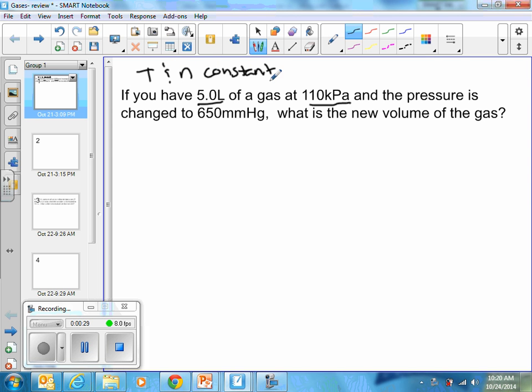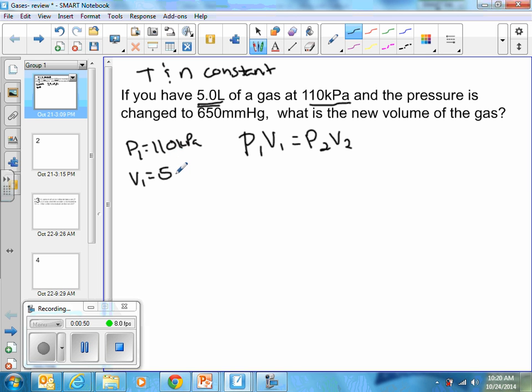If T and N are constant, and we're just dealing with pressure and volume, this is an example of Boyle's law. Boyle's law is P1V1 equals P2V2. So make a list of our variables. P1 is 110 kilopascals. V1, that's our initial volume, we're starting at 5 liters. P2 is 650 millimeters of mercury, and V2 is what we are solving for. So the new volume, that's our final volume, is V2.